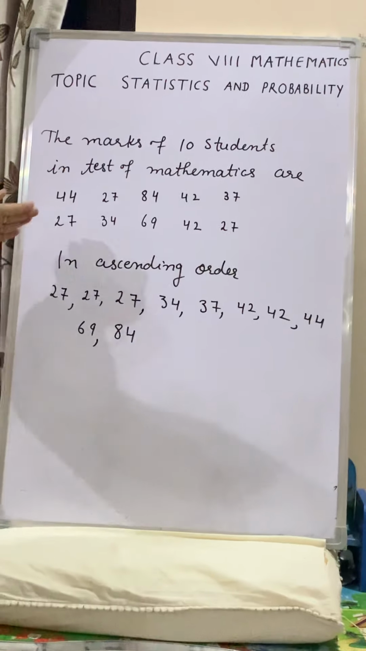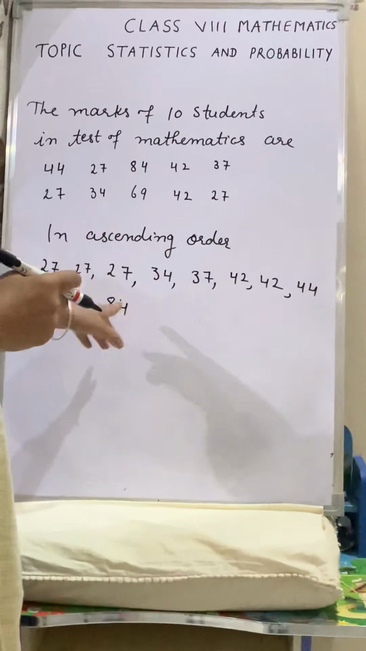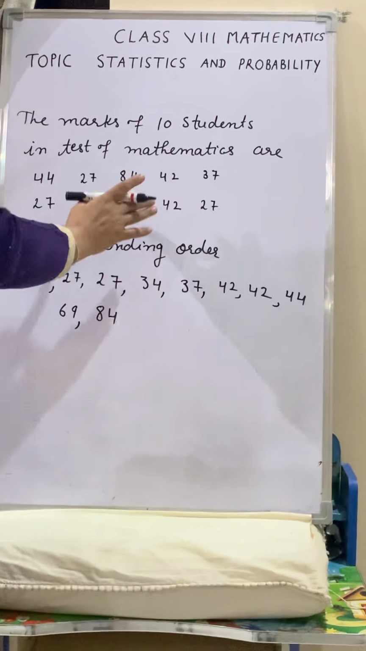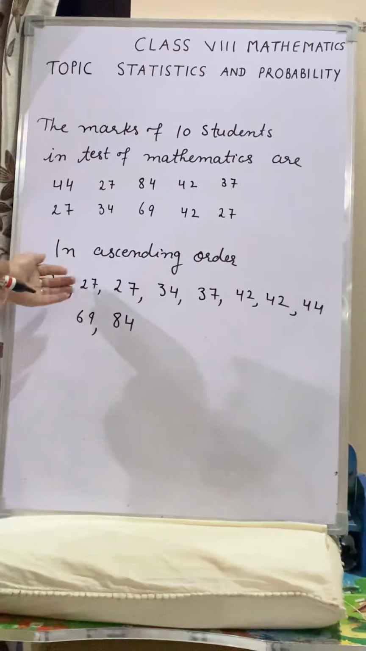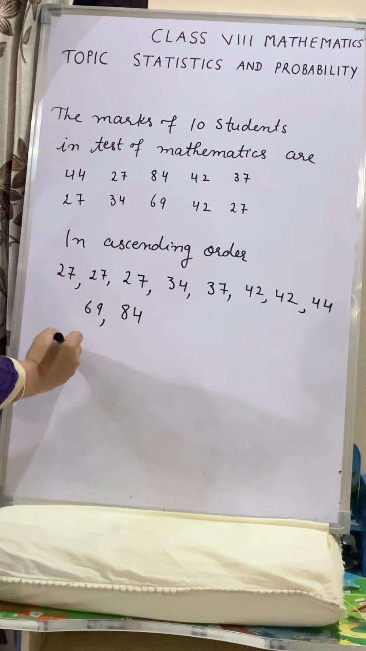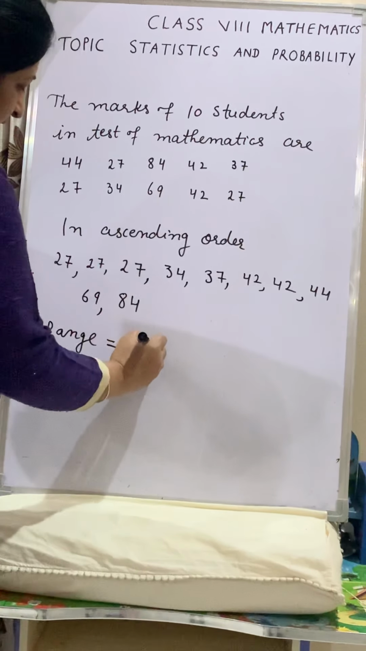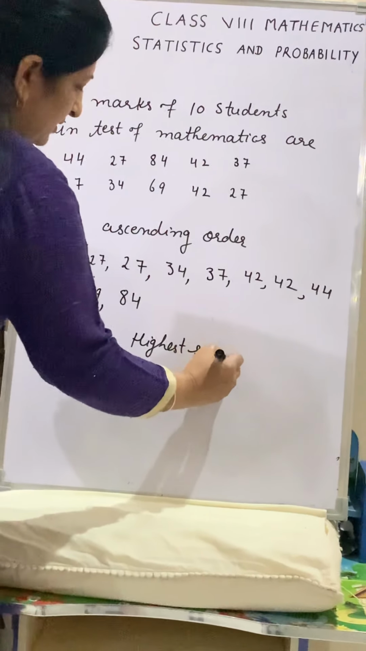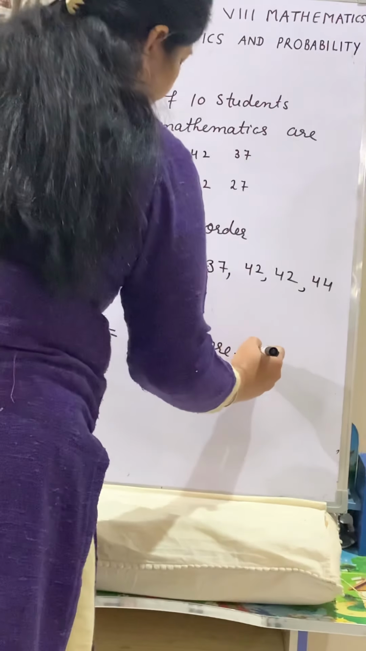When we write a collection of numbers which gives us some information in ascending or descending order, it is called the presentation of data. From this presentation of data, we will find the range. How will we find the range of data? Range of data is highest score minus lowest score.